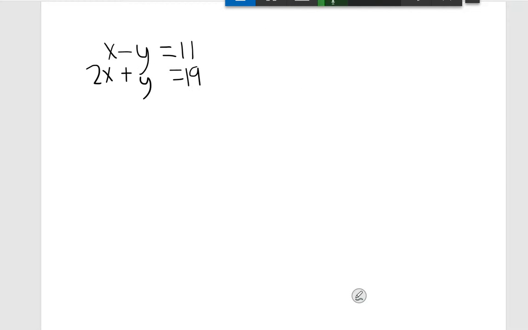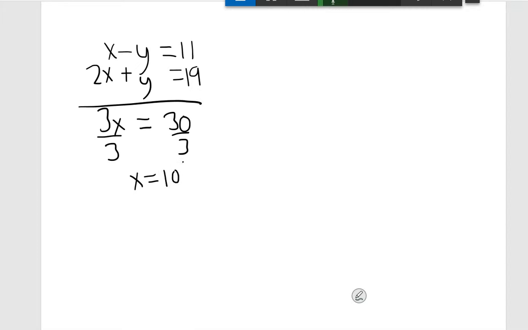Okay, so I am going to show you another example where the system is already set up to do elimination. So if we have the system x minus y equals 11 and 2x plus y equals 19, we are going to add these two equations together, and when we do that, the y variable is going to drop out. 1x plus 2x is 3x, negative y plus y cancels out, and then equal to 11 plus 19, which is 30. So now we have 3 times x equals 30. To make this just an x, we would divide by 3 on both sides, so x equals 10.